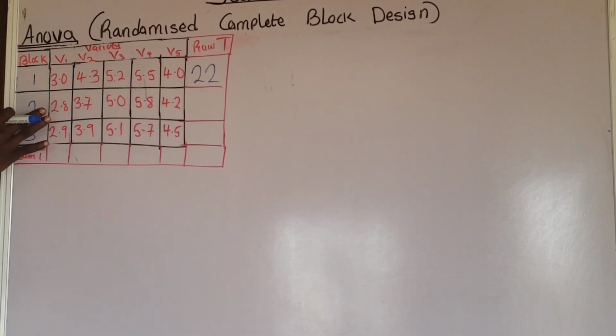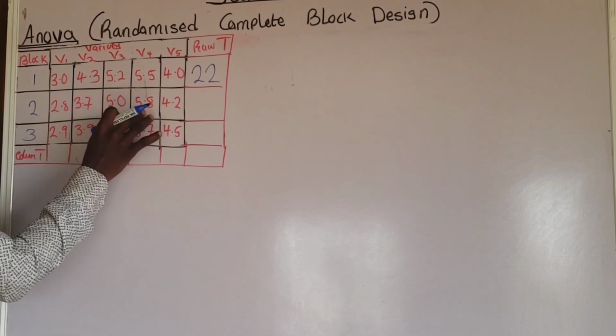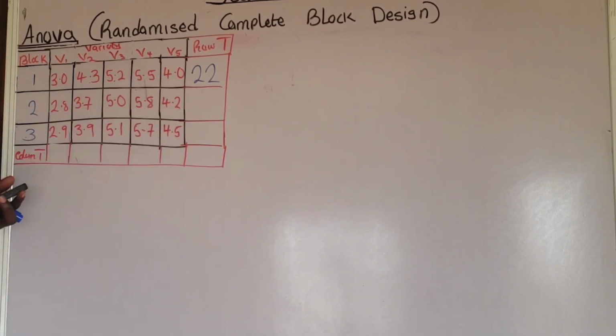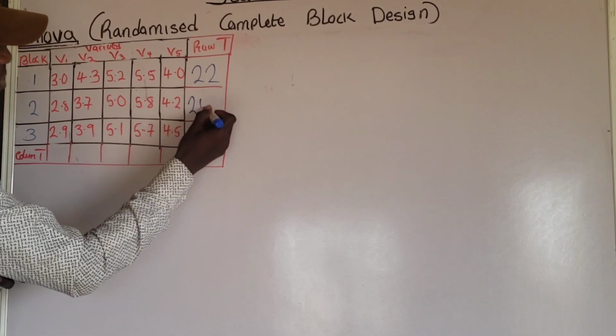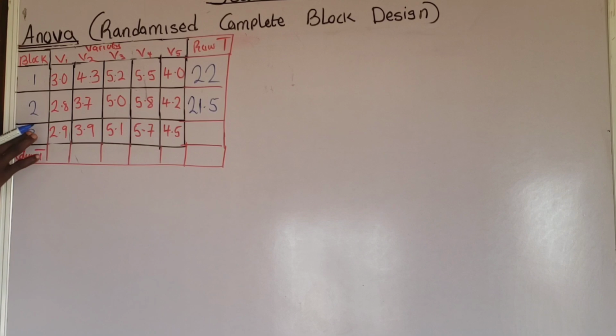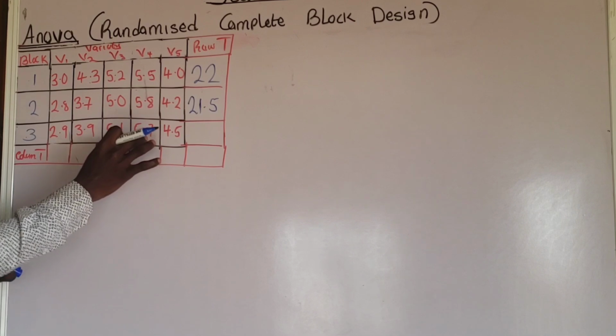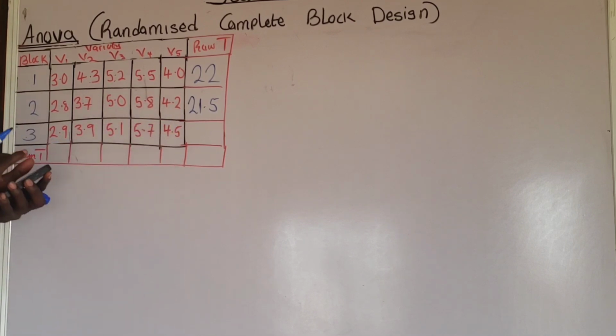Now let's move to the second row, which is for block 2. I'm going to have 2.8 plus 3.7 plus 5.0 plus 5.8 plus 4.2. That will be 21.5. So here I'm going to have 21.5. Okay, let's move to block 3, that is the third row. I have 2.9 plus 3.9 plus 5.5 plus 5.7 plus 4.5. That will be 22.1.